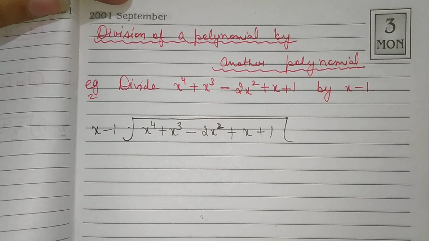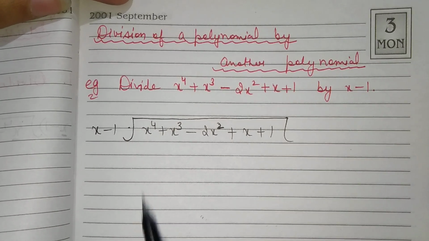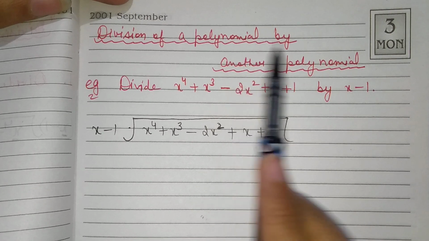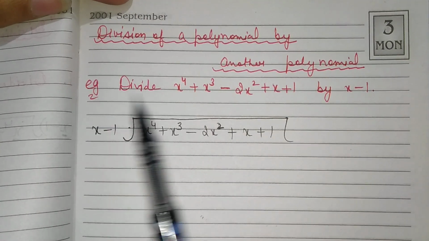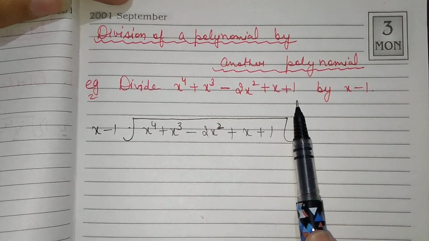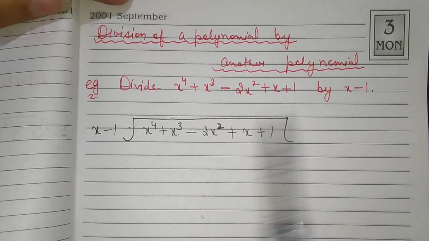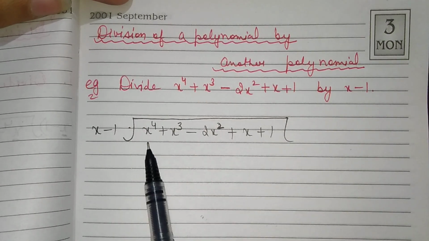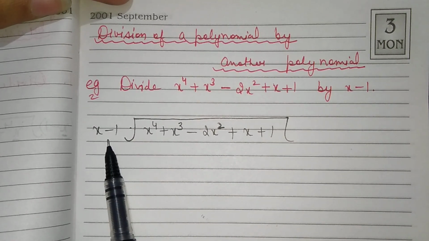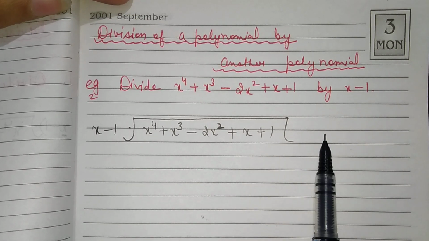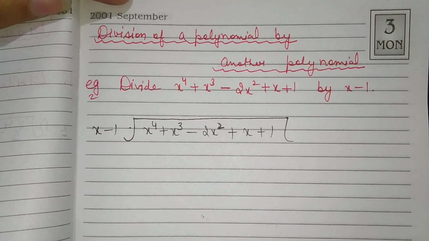Hello everyone. In this video, we are going to understand division of a polynomial by another polynomial. For this, I have taken one example. Divide this polynomial by x minus 1. So I have written already, divide this polynomial by x minus 1. Means this is the divisor and this is the dividend. Quotient and remainder we have to find.